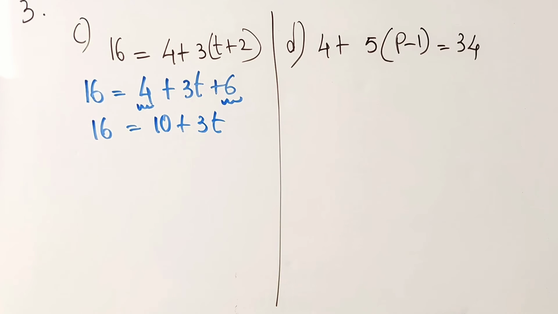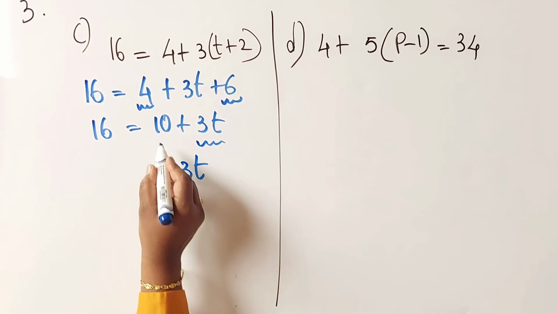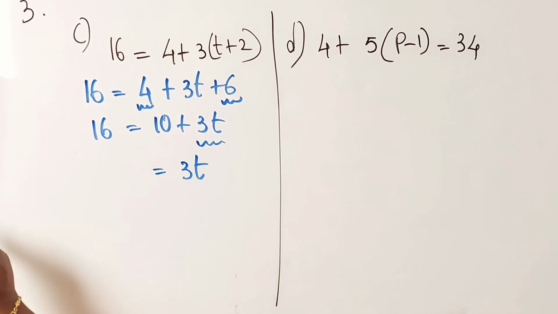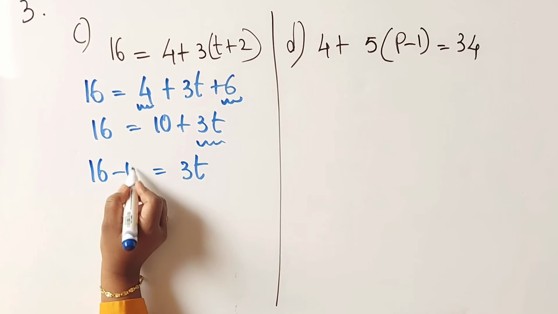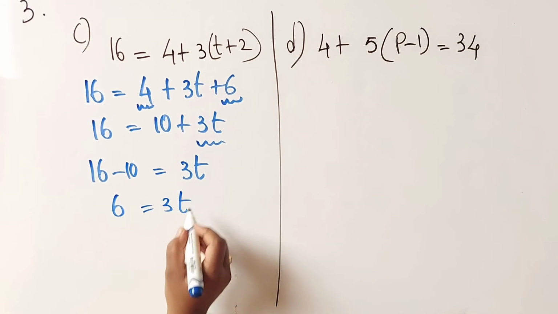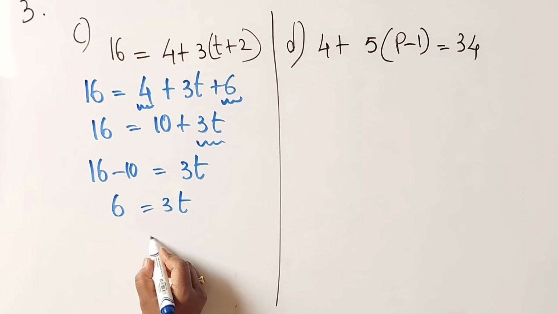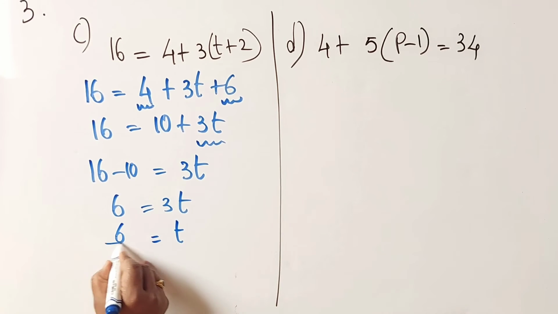Correct, children? Now keep this 3t on the right hand side and send this 10 to the left hand side. It will be negative 10. 16 minus 10, children. Correct? 16 minus 10 is 6. That equal to 3t. Now 3 is multiplying here. When you are sending to the left hand side, it will divide. So t equal to 6 divided by 3.